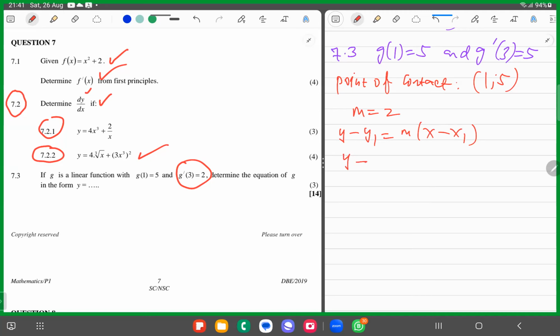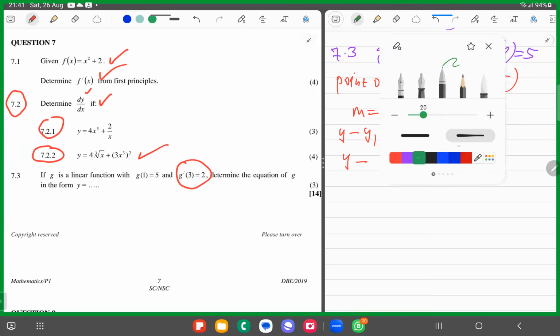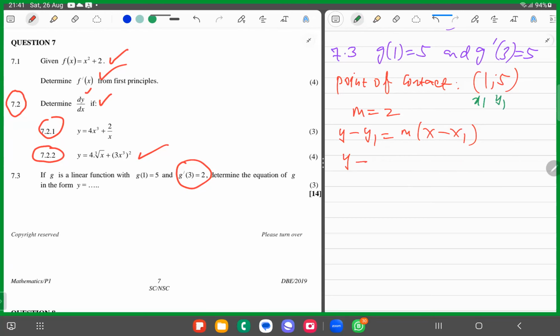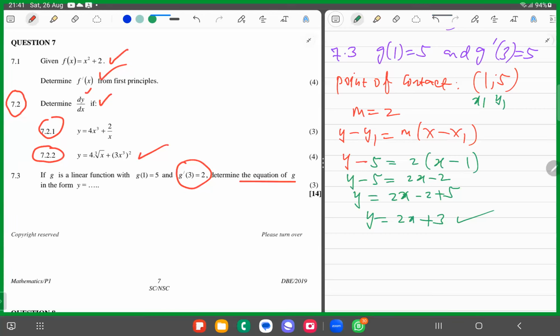You can use the point of contact. This point of contact is going to have two things, x1, y1. y1 is 5. x1 is 1, so y minus 5 is 2x minus 2, which means y is 2x minus 2, you add 5, which means you have 2x plus 3. That's the answer. So they say determine the equation of g in the form y equals something, and here it is. It is exactly in this form there.